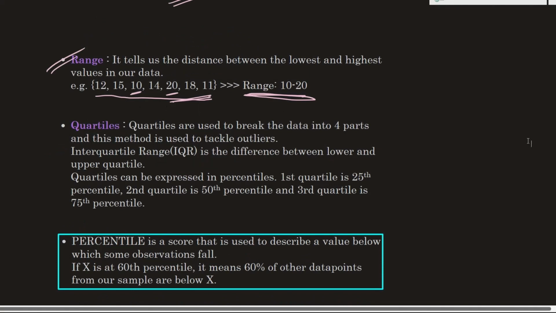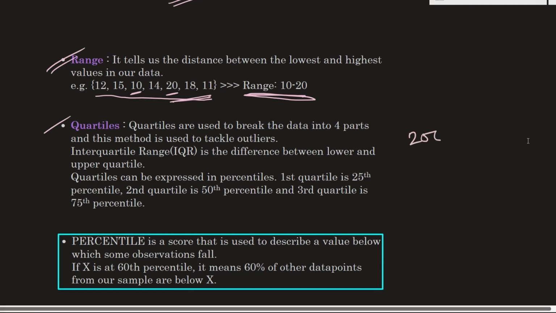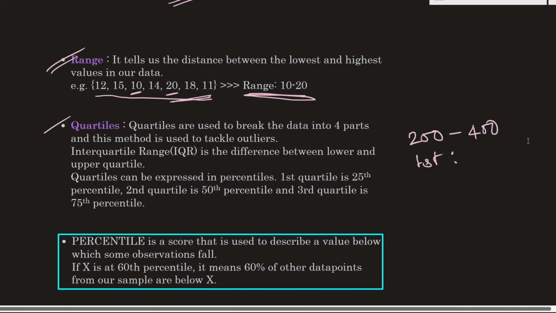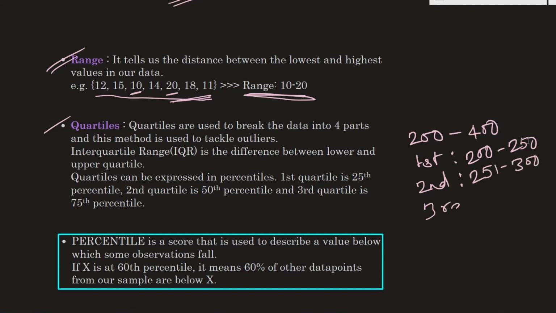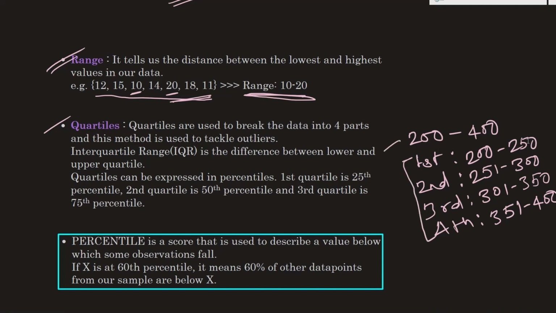The next and slightly tricky concept is quartiles. Quartiles are used to break the data into 4 parts, and this method is used to tackle outliers as well. Let's first understand how exactly we are breaking the data into 4 parts. Let's say that within our data set, the range is between 200 to 400. In that case, if we try to break this data into 4 parts, the first bucket will have the data points between 200 to 250. The second bucket will have the data points between 250, or let's say 251, to 300. In the third bucket, we will have from 301 to 350. And finally, in the final bucket, we will have data points from 351 to 400. And this is how we break any given data into 4 parts as per the idea of quartiles.